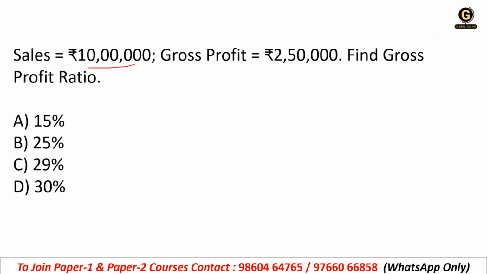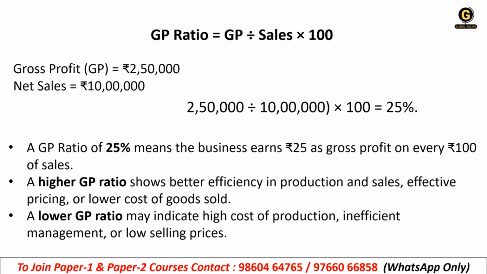Sales are 10 lakh, gross profit is 2,50,000. Find the gross profit ratio. What will be the gross profit ratio? 15%, 25%, 29%, or 30%? We have discussed what the gross profit ratio is and how we calculate it in the previous sessions. So the right answer is 25%.